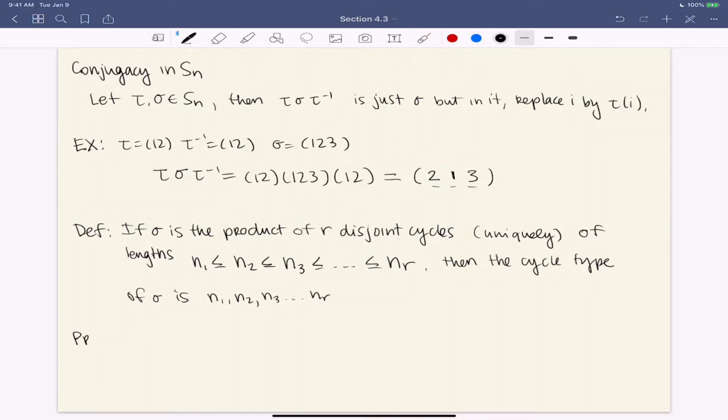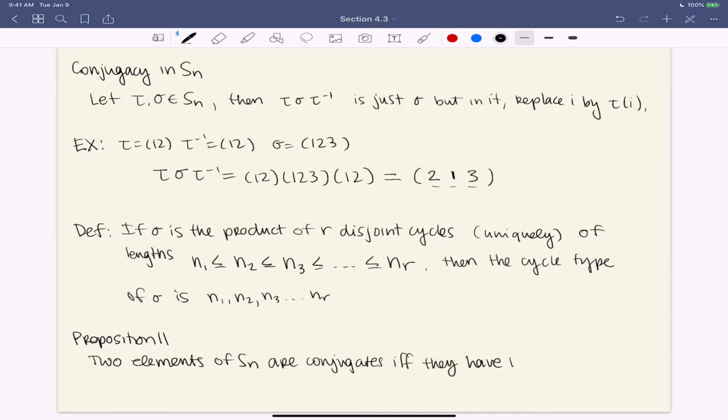Then Proposition 11 in the book says that two elements of Sn are conjugates if and only if they have the same cycle type. That's because, as we see here, conjugation preserves the cycle type. So certainly, if two elements are conjugates, then they have the same cycle type, because when you conjugate, you didn't change the cycle type, you just changed what numbers went into each position.